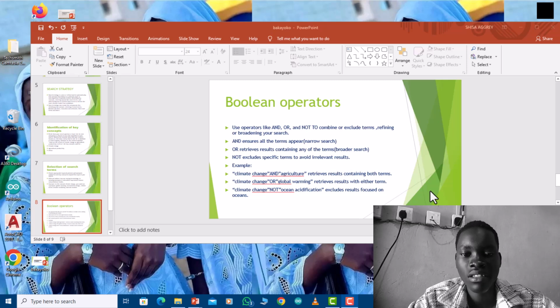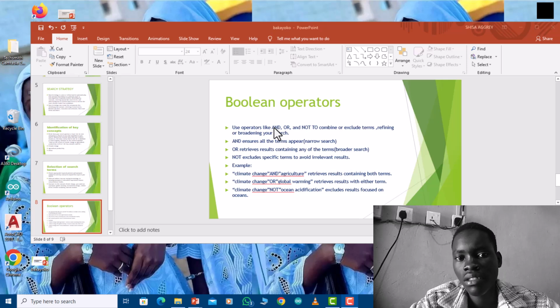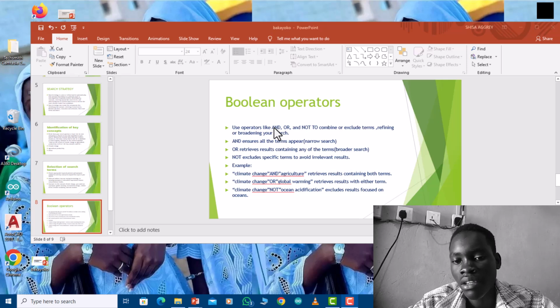What do these operators look like? The point I've come to bring out is using operators when searching for a topic in search engines like Google, YouTube, and maybe TikTok, and many platforms around. These are still under what we call search strategy. While following all these steps, you will be in line with me.